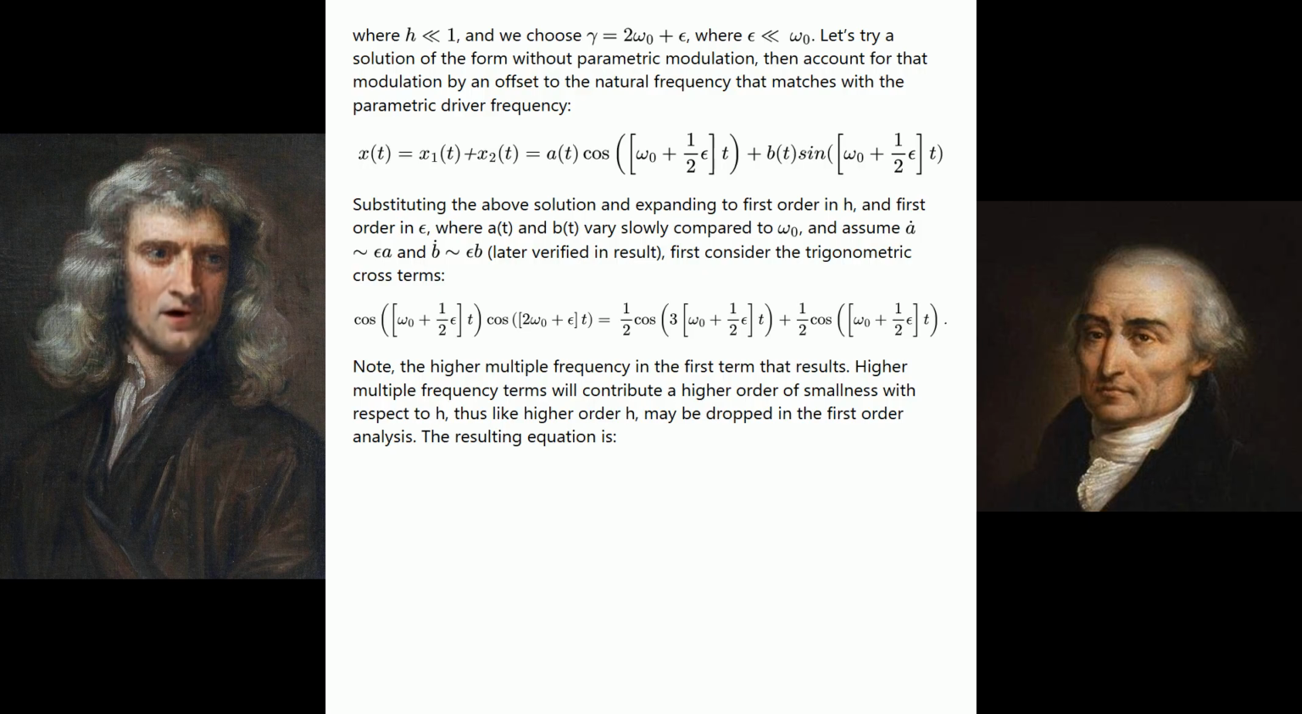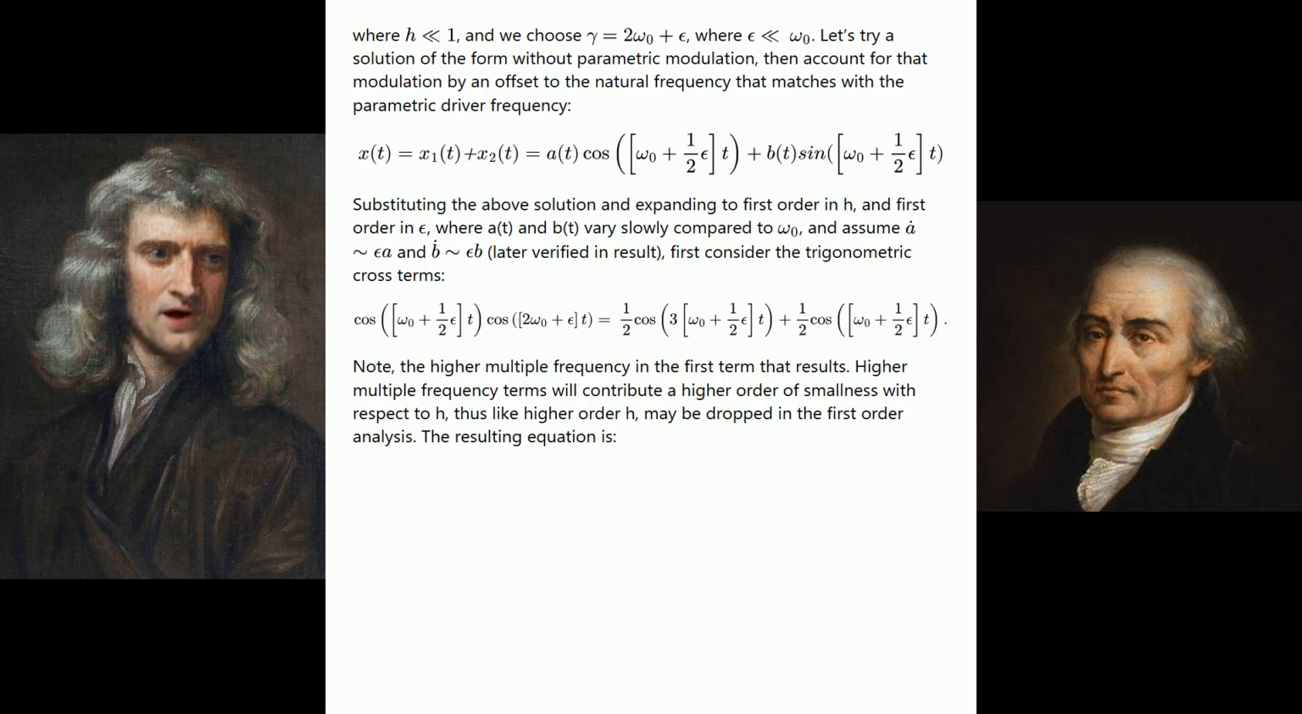See the equation shown. Substituting the above solution and expanding to first order in h and first order in epsilon, where a of t and b of t vary very slowly compared to omega sub 0, and assume a tilde epsilon a and b tilde epsilon b, later verified in the result. First consider the trigonometric cross terms. See the next equation. Note the higher multiple frequency in the first term that results.